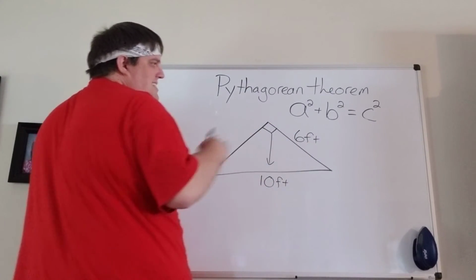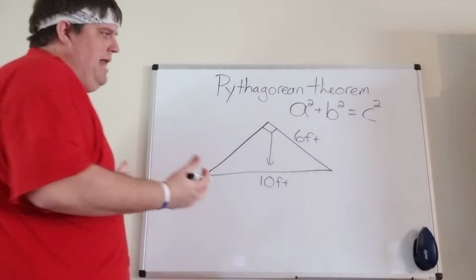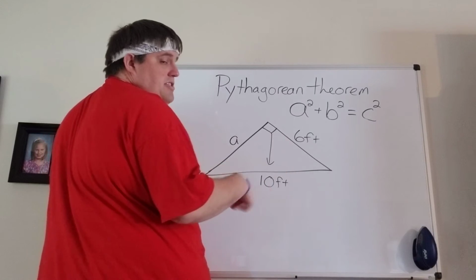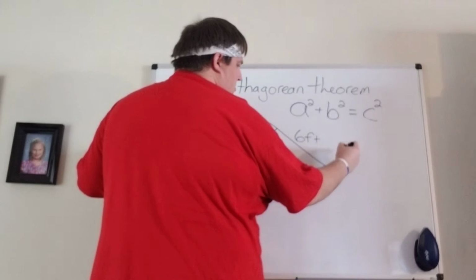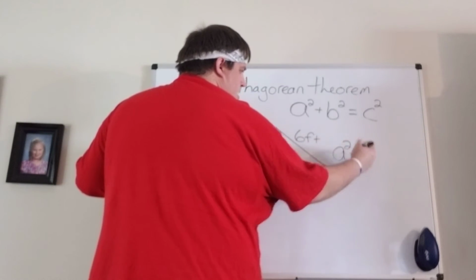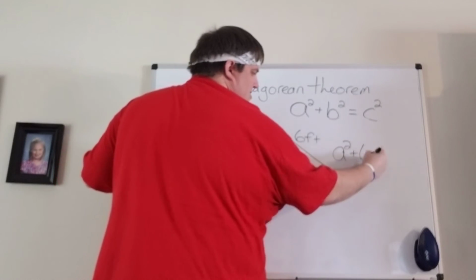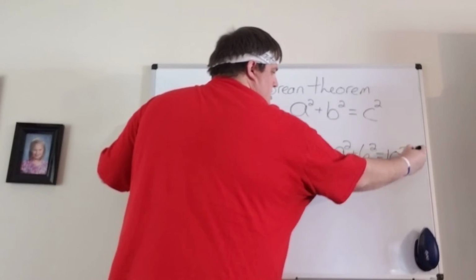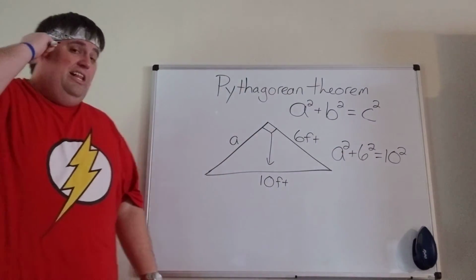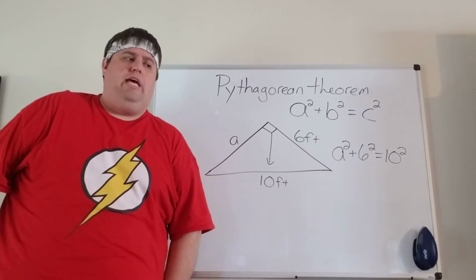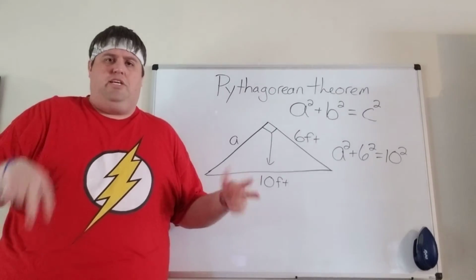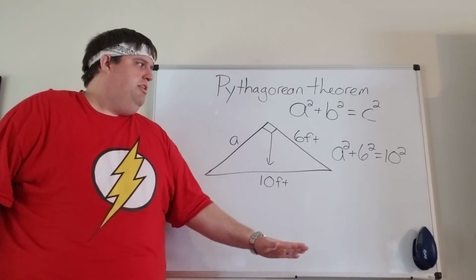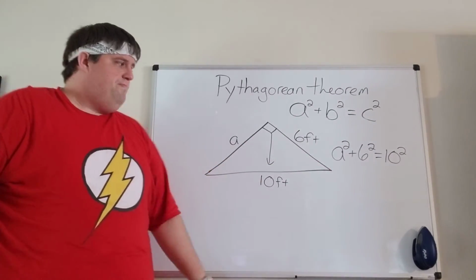That means that 6 is either going to be a or b. It does not matter. So I'm just going to make this side a for fun. So we'll say that we have a squared plus 6 squared equals 10 squared. So this one is going to look a little different than the last one we did, but with all of them, there's only 2 things that can happen. You're missing a hypotenuse or you're missing a leg. So every example that you do is going to look either like the first one or this one.